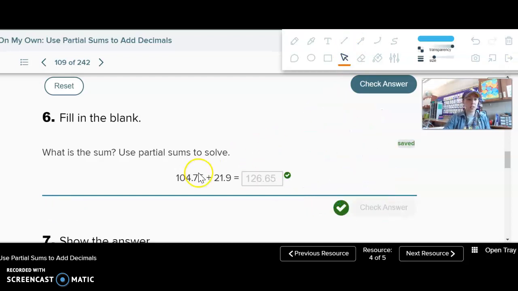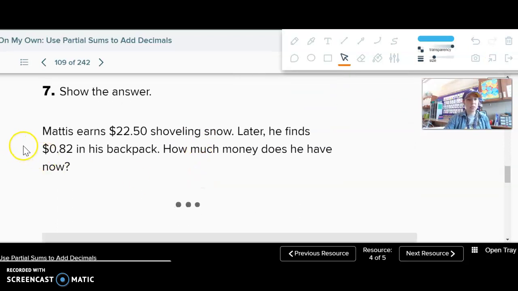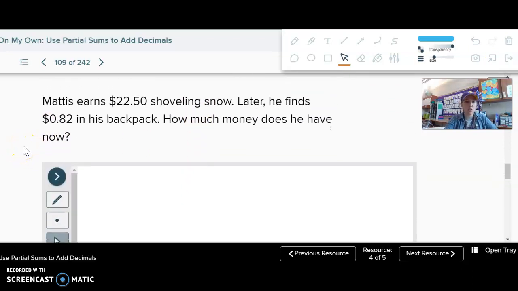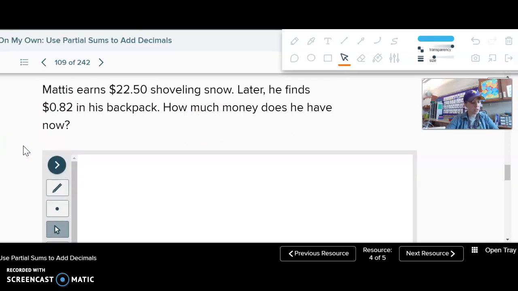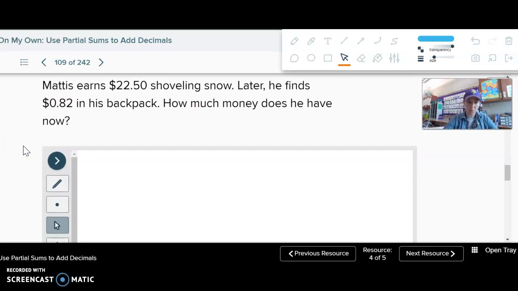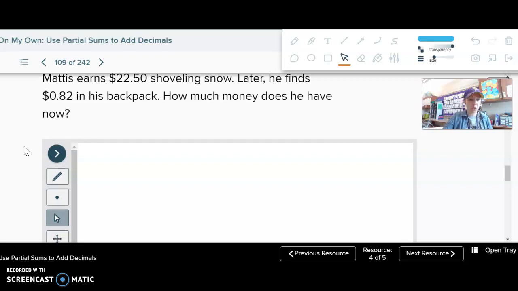All right, one last one. Matisse earns $22.50 shoveling snow. Later, he finds 82 cents in his backpack. How much money does he have now? Well, he earned this much, found more money, so we need to add them together. Go ahead and pick.